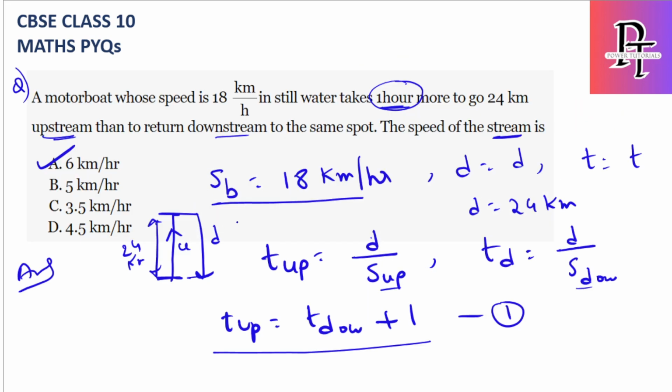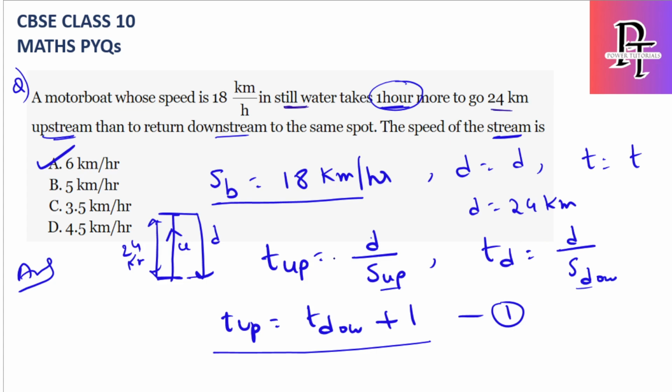Then we discuss a question where a motor boat's speed is 18 kilometers per hour in still water. So simply they provided the SB value here, and it takes 1 hour more to go 24 kilometers upstream. So the distance is 24, and upstream it is taking more time because the speed is low, whereas in downstream the speed will be high. So what they have mentioned here is that the time taken in upstream is 1 more than the time taken in downstream.